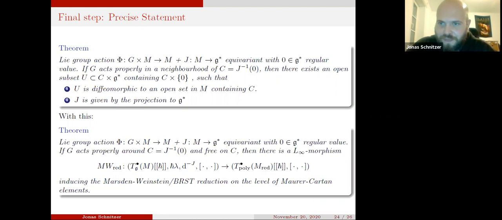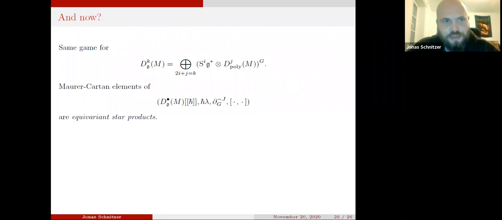So in the last minutes, or two minutes, the question may arise: why, and what do we do now? There is another DGLA, or curved Lie algebra, looking similar, which is S G star tensor the polydifferential operators on the manifold vanishing on constants. This is the Dipoly. Now we can do the same trick. We take a moment map, we shift the curvature a bit with an h-bar, and what we get is that Maurer-Cartan elements of this curved Lie algebra are equivariant star products. With equivariant star products, we can reduce.